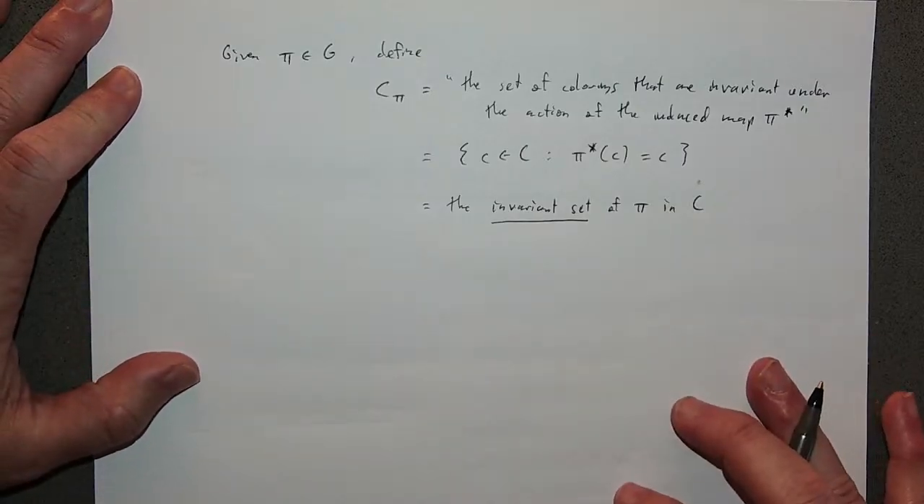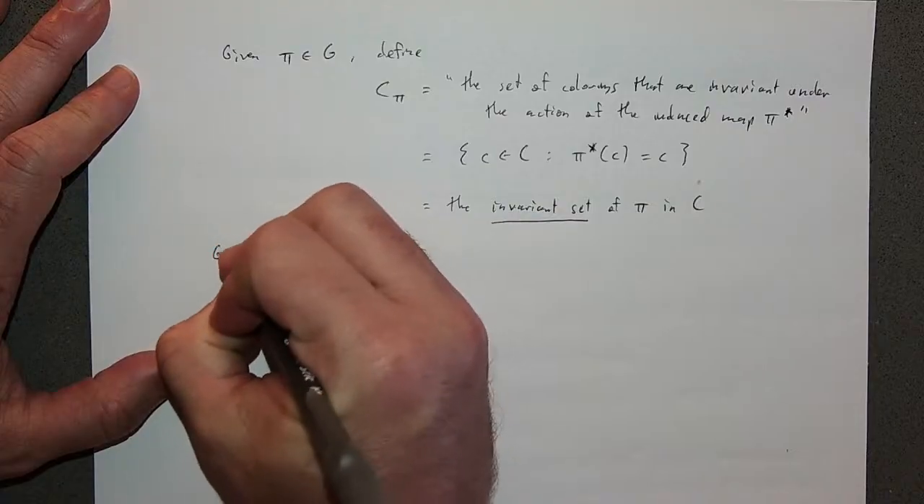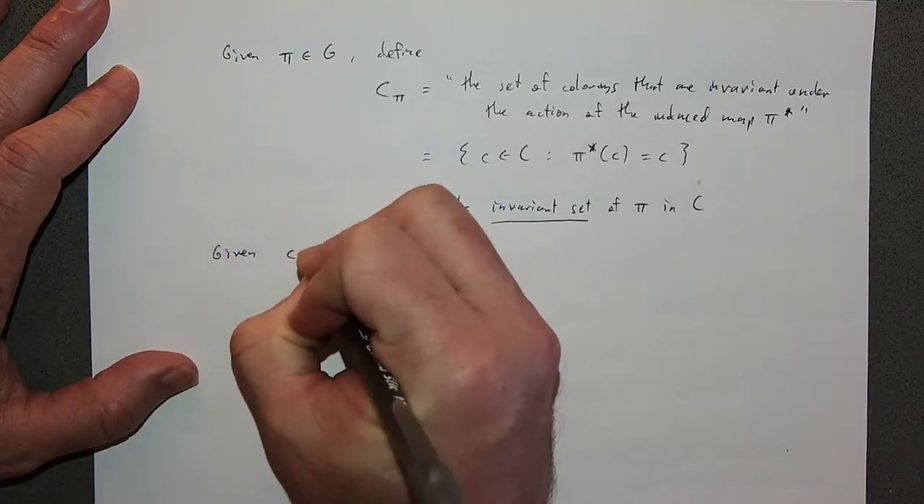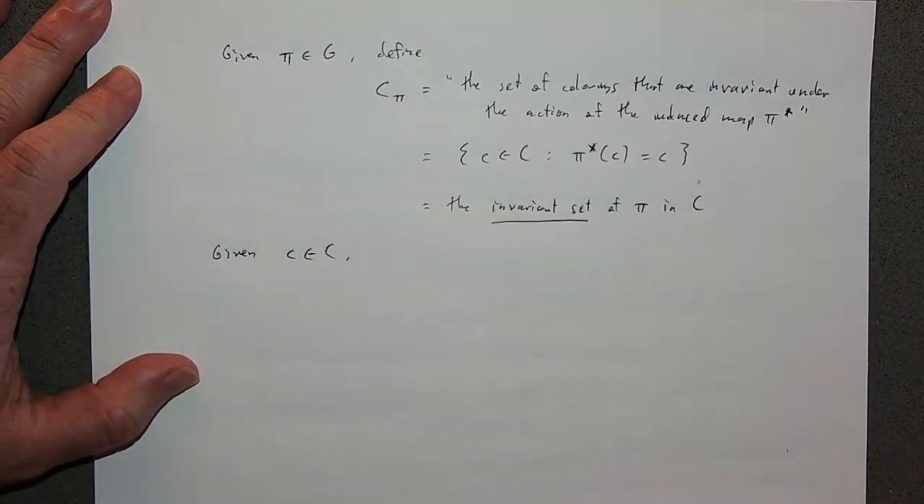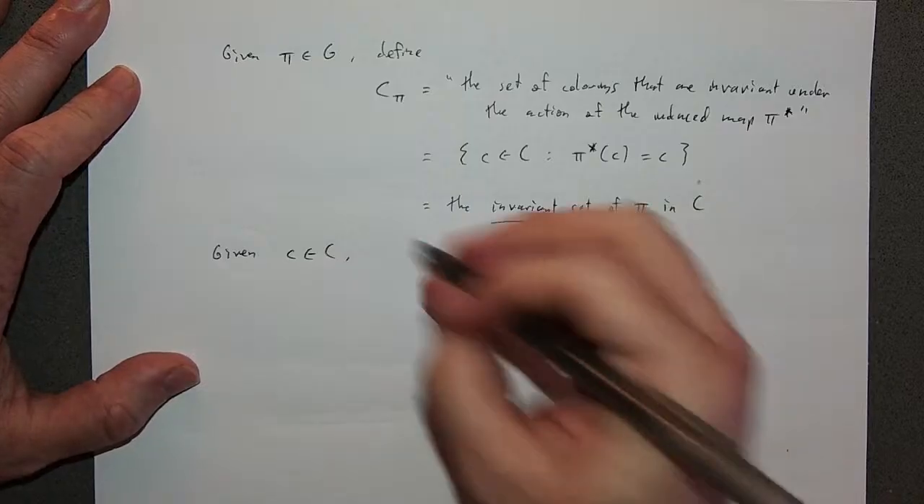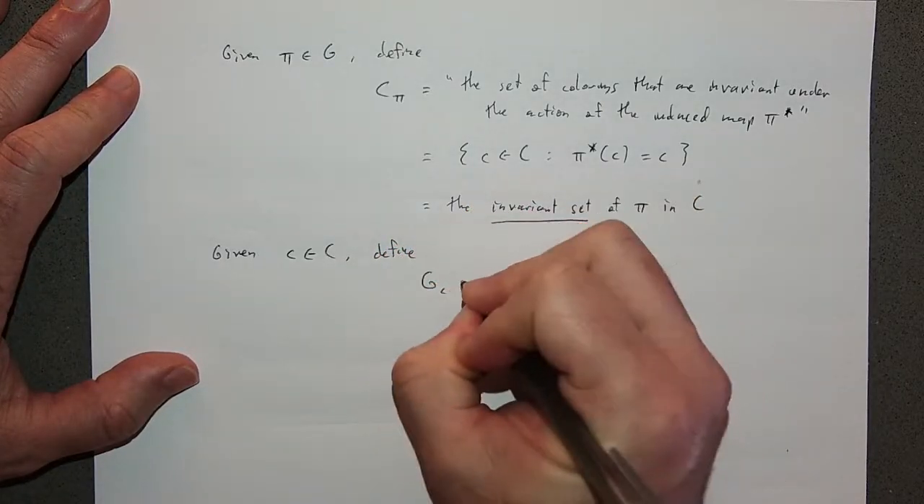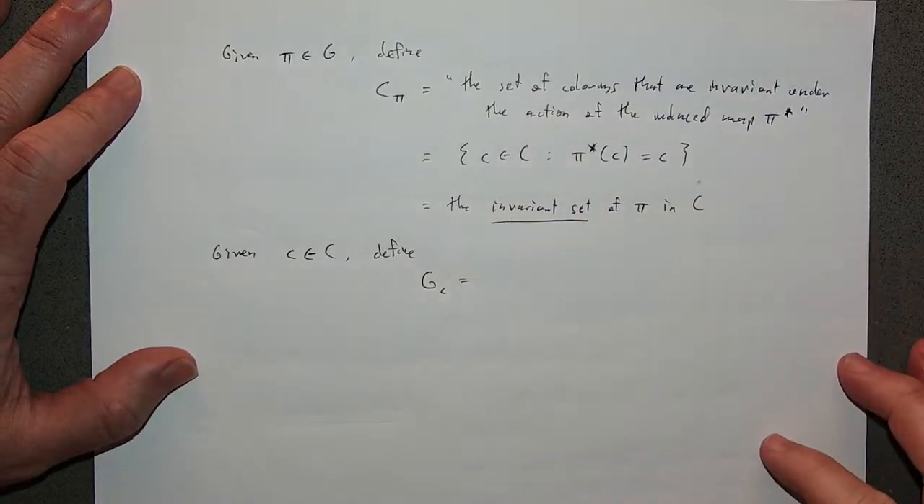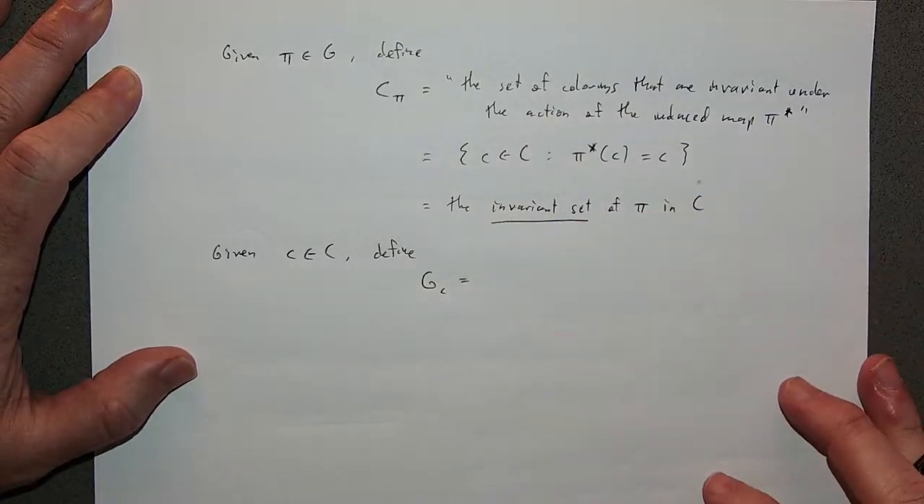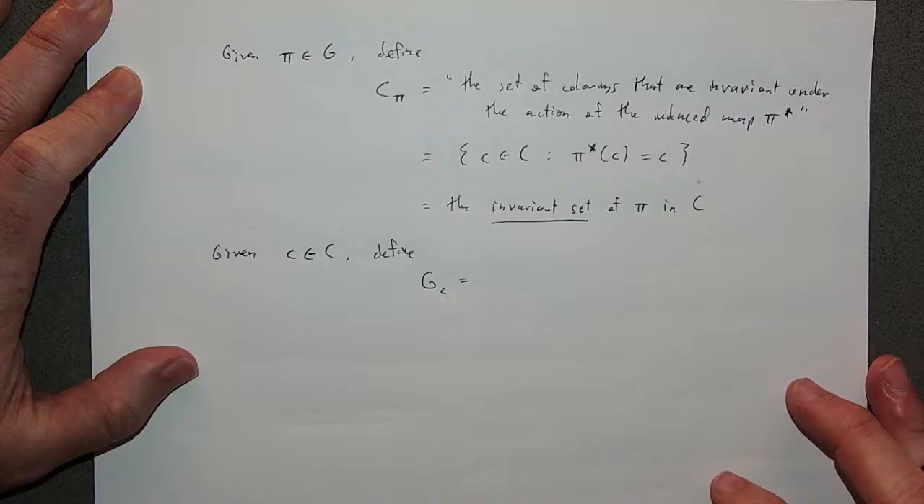Okay. Similarly, given a coloring little c, define G sub c to be the set of permutations in G for which c is a fixed coloring.